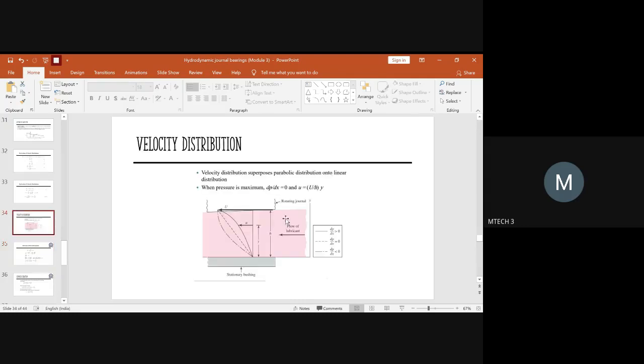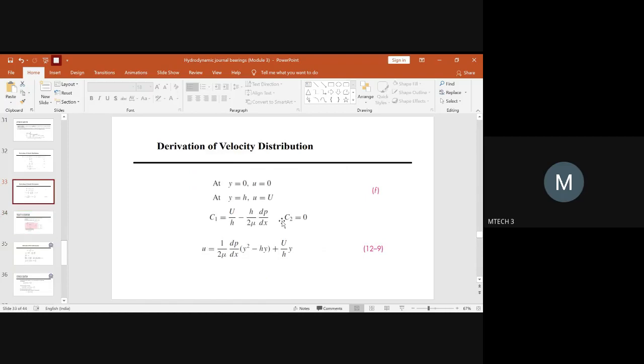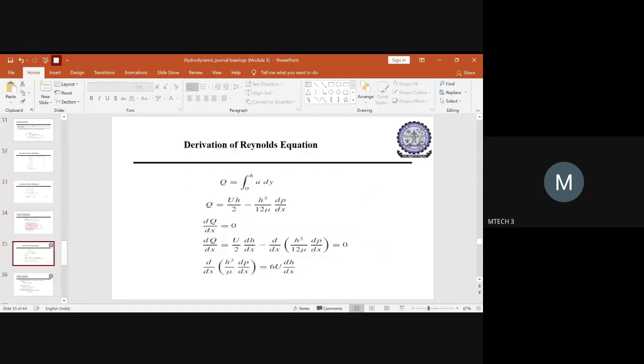Now you know about the velocity with which it has been moving. So now you will write Q is equal to the integral from 0 to h of u times dy. Here h shows the thickness of the film, and u is the velocity with which the film is moving, which is integrated with respect to y. When you integrate this with respect to the limits 0 to h, you will derive this equation. Later you will equate this equation to 0.